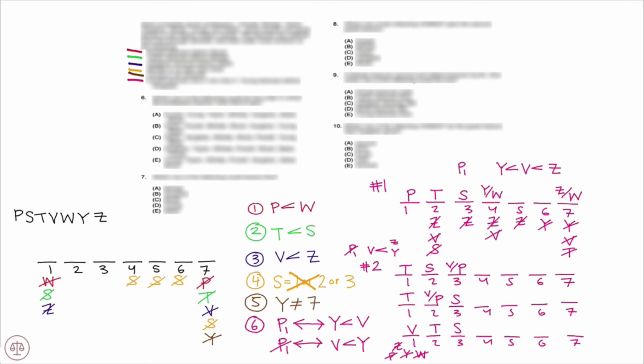Remember, these two options we've written out are based off of rule number 6. And the only other thing we can really fill out is looking at the setup, we see that the last professor can't be P, T, V, S, or Y. So that leaves the last spot open to either W or Z. All right, so those are our rules, setup, and deductions. Let's go ahead and hit the questions.